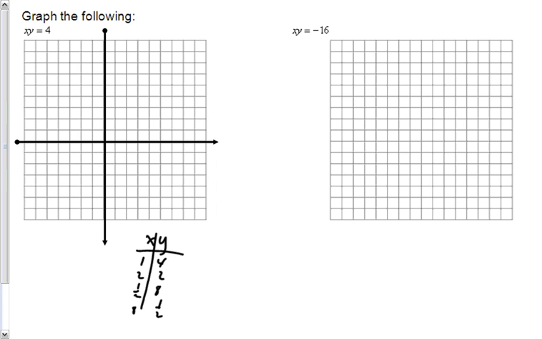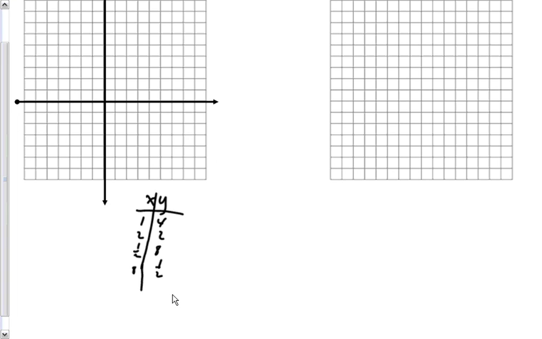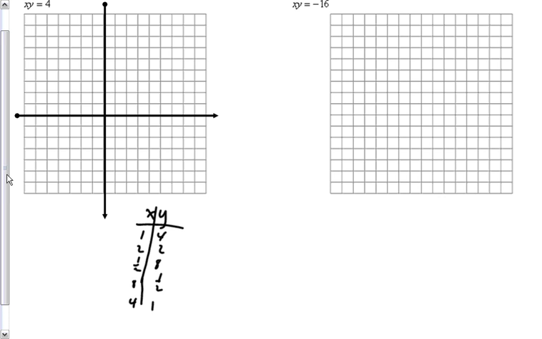Okay. Can we flip all these points? And do 4 and 1? Does that work? Yeah, it does. Let's graph this. So 1 over 4 up, 2 over 2 up, 4 over 1 up, 8 over 1/2 up, 1, 2, 3, 4, 5, 6, 7, 8, and 1/2, 8. 1, 2, 3, 4, 5, 6, 7, 8 is there. And you can see it there.